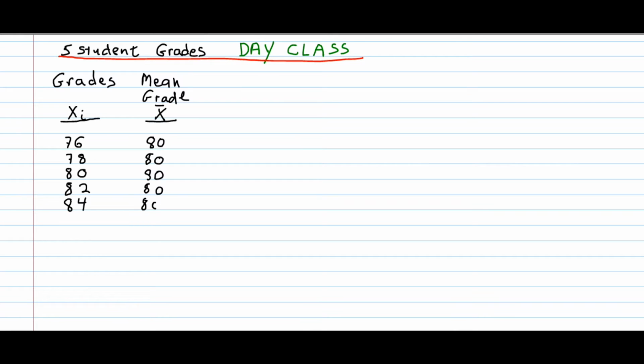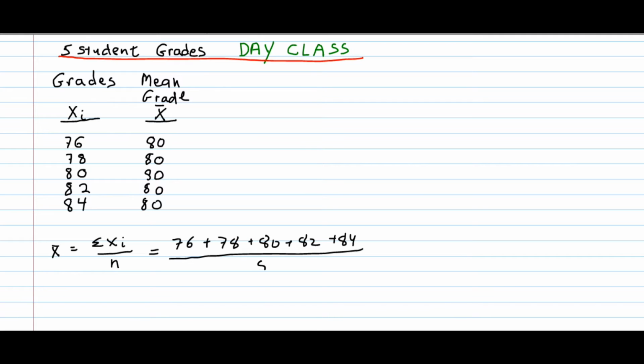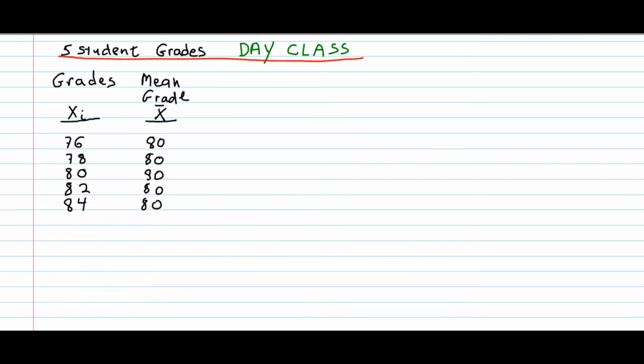Just to refresh your memory, x bar is equal to the sum of the x's divided by n. And if you add up 76 plus 78 plus 80 plus 82 plus 84, divided by the number of students we have, which is 5, you would get 400 divided by 5, and that's 80. So that's how we got this mean grade of 80. So now we have a column with x bar, 80, all the way down.